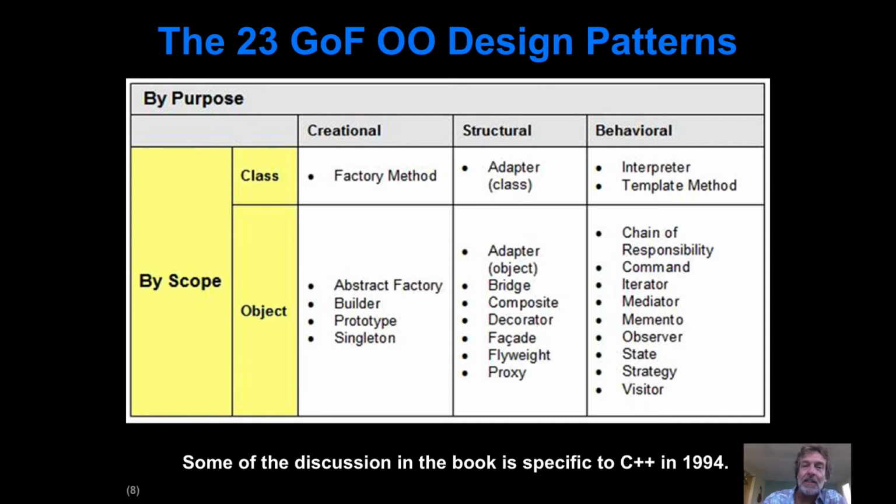And I want to say, before you rush out and buy the Gang of Four book, it was written in 1994 and it uses C++. So whereas the high-level descriptions I think are still applicable, the actual implementation and so forth is a little dated at this point.